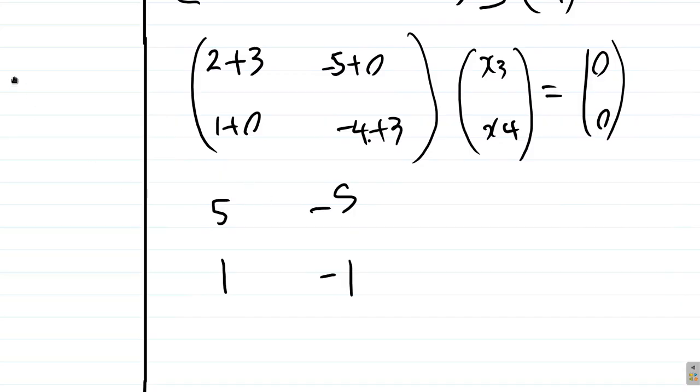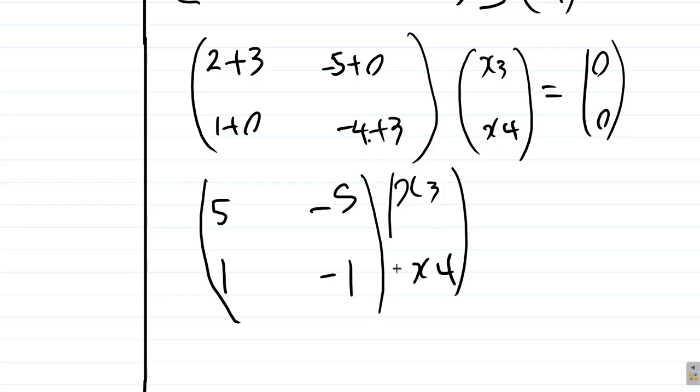Oh, they are lined up. Yeah, you have 5, 1, but negative 5, negative 1. It's just that this is negative and this is positive, so they are properly lined up. I didn't make a mistake there. All right, so x3, x4 equals 0, 0.